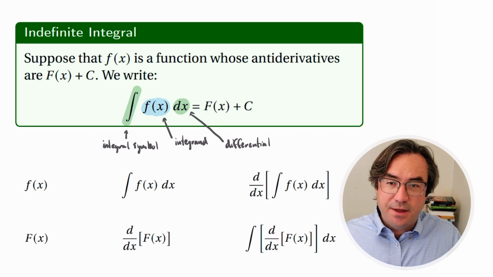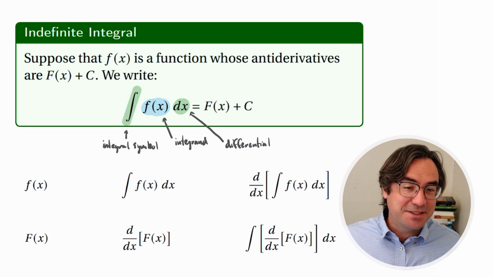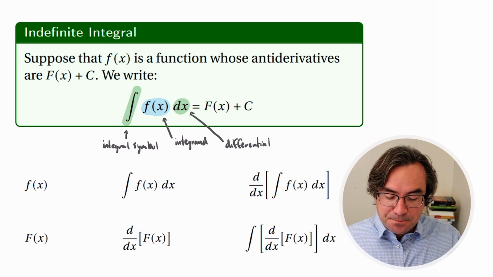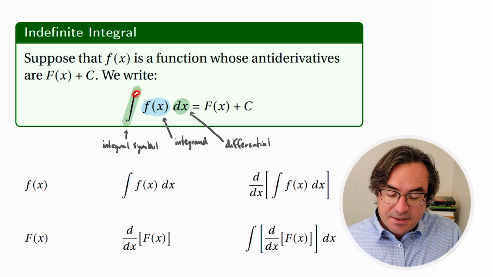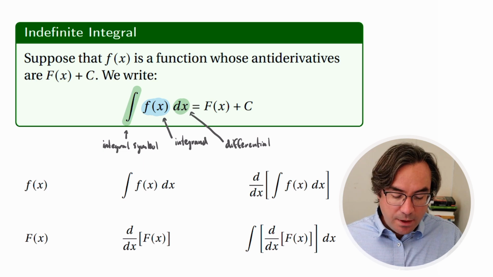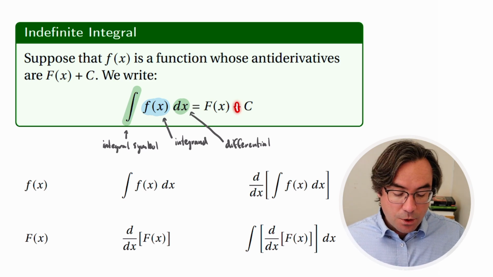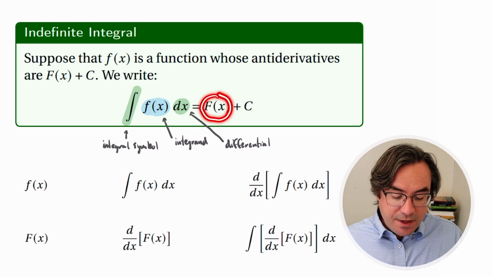So the way we read this is, the integral sign is really a stretched out s, and we'll see why. It actually stands for sum. But right now, it's just this integral symbol. And the way we read this is: find the antiderivative of the function f of x with respect to x. And once we find one antiderivative, we know that there's a whole bunch more. So just to indicate that, we're going to add on plus c.